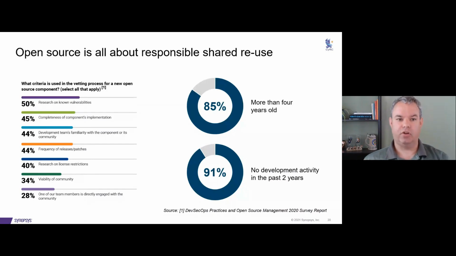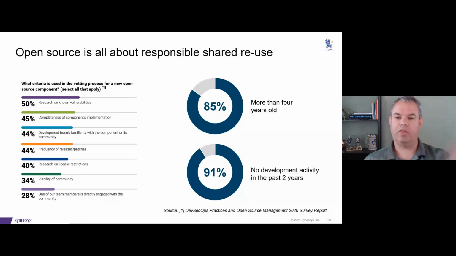In last year's survey, one of the questions we asked was, what is the criteria that is used to vet an open source component? What does your decision-making process look like before you acquire this? The reason that we asked it is that we've seen for years that there's a long tail associated with version management. In this year's data, we saw that 85% of the code bases had something that was more than 4 years old, and 91% had something where there was no development activity in the last 2 years. So the age of the component should be part of the vetting process.